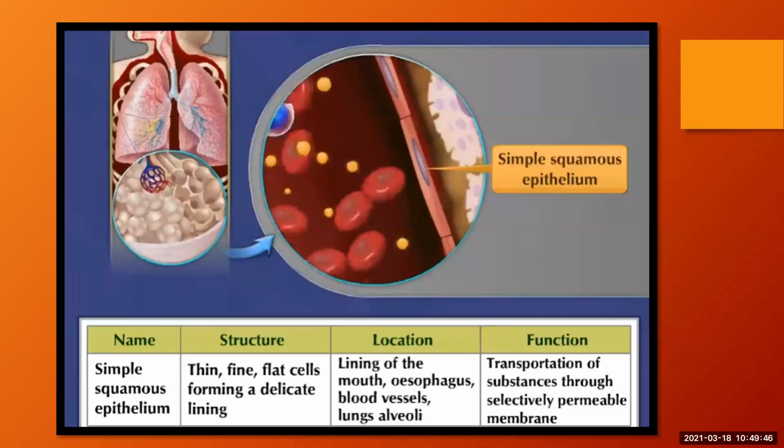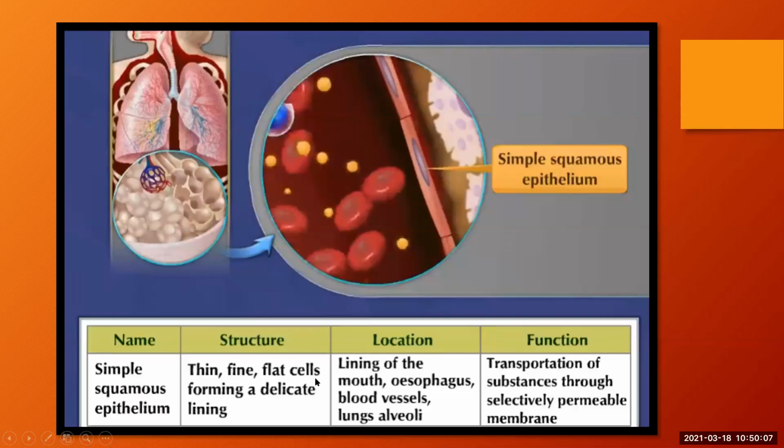Now, what is a selectively permeable membrane? Selectively permeable membrane means they will allow only specific particles to enter. Otherwise, those are not allowed and will not enter through that layer. So there is a restriction on particles entering through that layer.